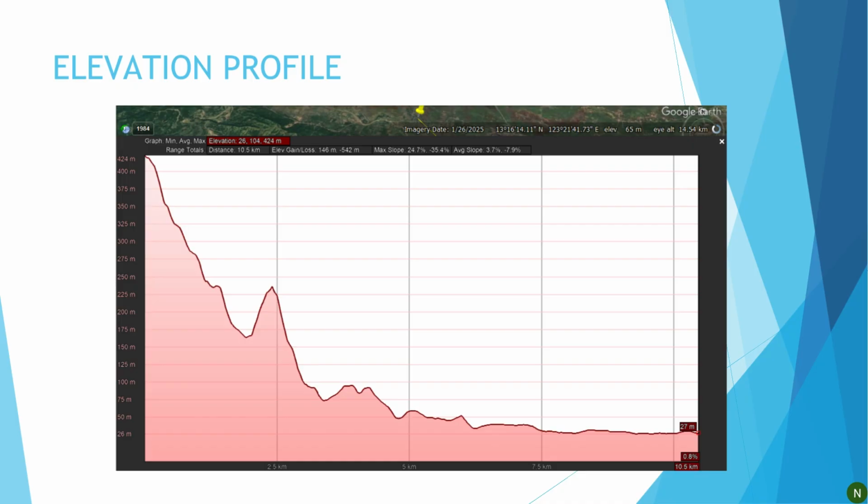This is the elevation profile between the two sites. It illustrates the terrain and any natural or man-made obstructions along the signal path. By analyzing this profile, we can determine whether the line of sight is clear and if any adjustments to antenna height are necessary.